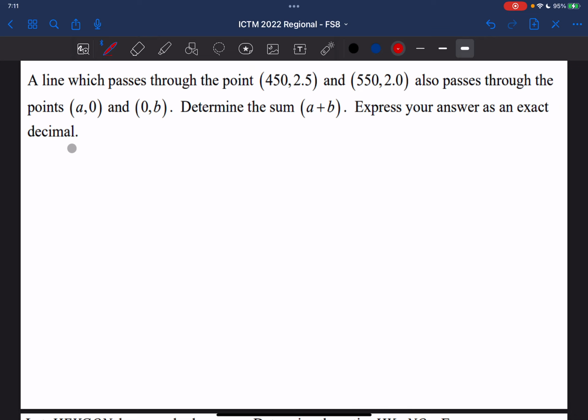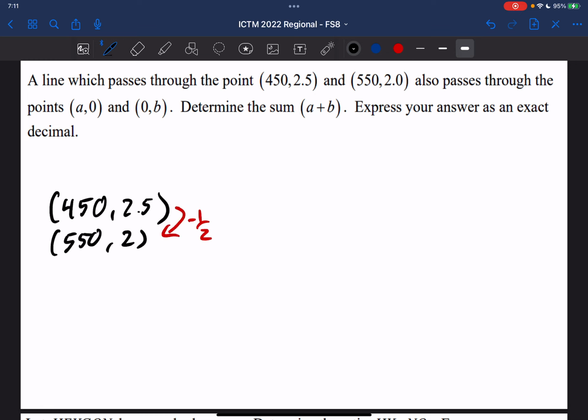All right. Now one way that I thought about this, instead of coming up with an equation, was to notice that the x and the y values form a progression that you can follow. So here, if you notice, the y values go down by 1/2. So that means the next one is 1.5, the next one is 1, the next one is 0.5, and then the one after that is going to be 0.